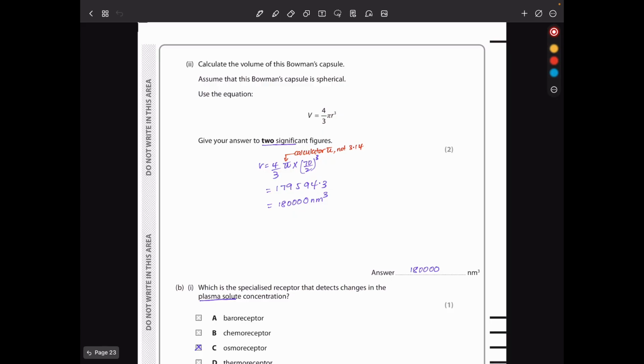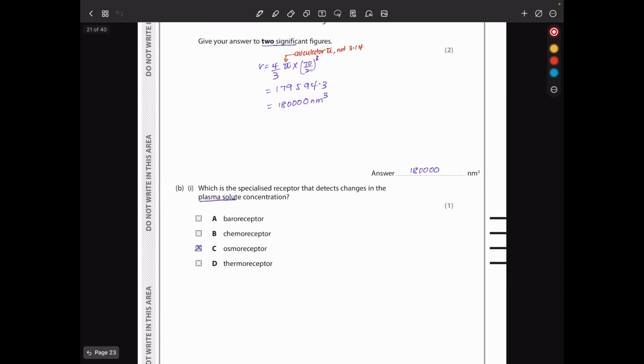Then next, calculate the volume of this Bowman's capsule. Assume that this Bowman's capsule is spherical. They want us to use this formula. Since we know the actual length is 70, that is going to be the diameter, so divide that by 2 to get the radius. So the volume will be 4/3 times pi times the radius, which is 35 power 3, giving us that. But the answer should be to two significant figures, so we round off to the closest, giving us 180,000 nanometer cubed.